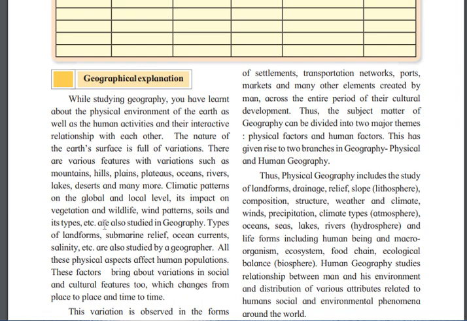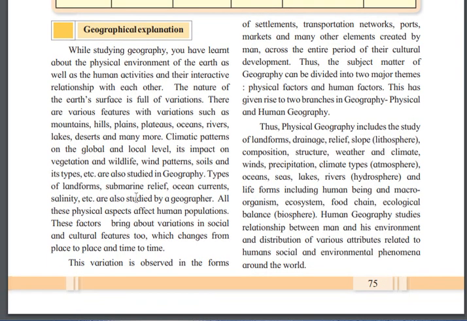Climatic patterns on the global and the local level, and their impact on vegetation. There are climatic conditions which impact plants and animals. Wind patterns are also there. Soils and their types are also studied in geography. We study the types of landforms. Then submarine relief, ocean current, and salinity, etc., are studied by a geographer.